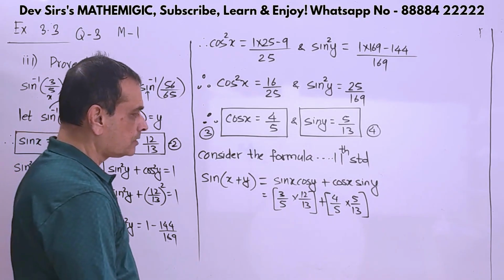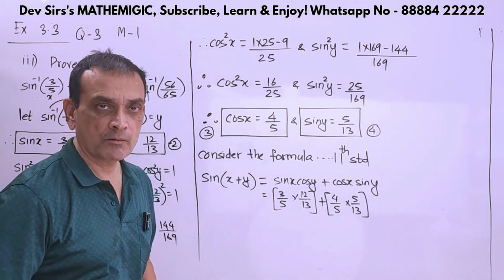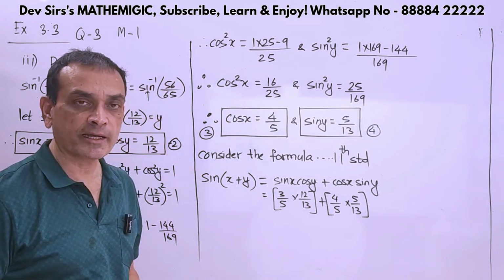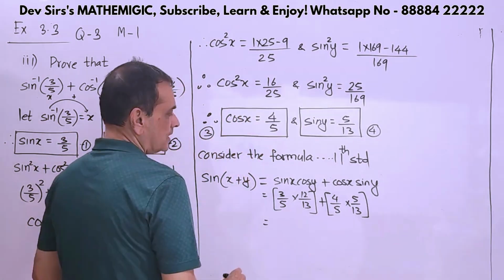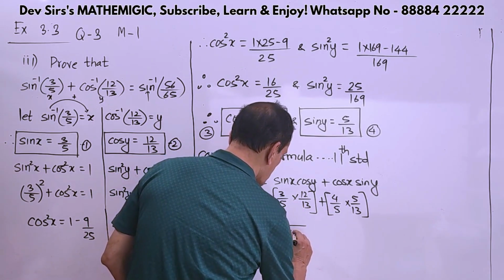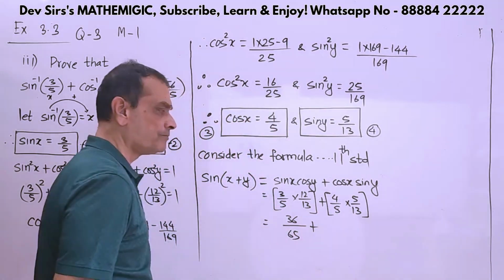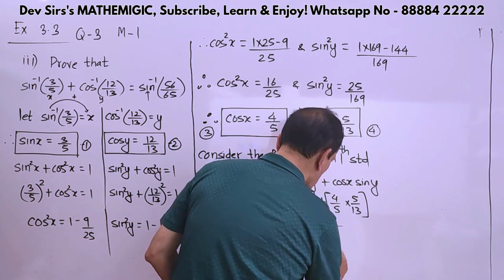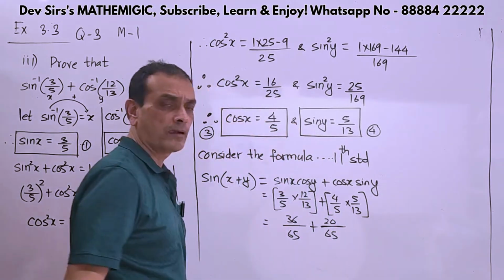So although the 5 cancels here, I am not cancelling 5, because 13 into 5 is 65, 13 into 5 is 65, I am getting a common LCM. Meaning first multiply: 13 into 5 65, 12 into 3 36 plus 13 into 5 65, 5 into 4 20.